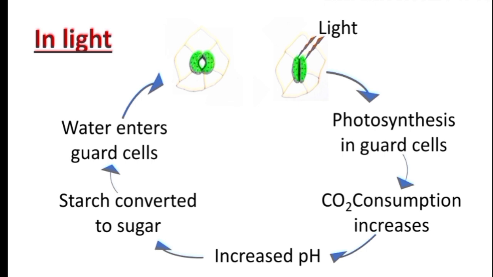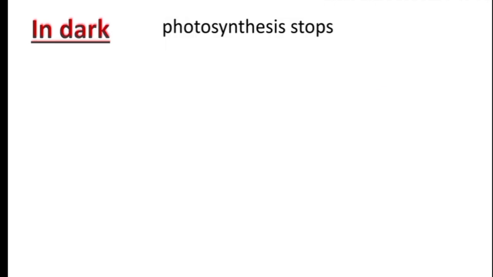Thus, according to the classical concept, light mediates through photosynthesis. It leads to the consumption of CO2 that ultimately results in the conversion of starch to sugar. The starch-sugar conversion is responsible for the change in the turgor of the guard cells and the opening of the stomata. In the dark, photosynthesis stops.